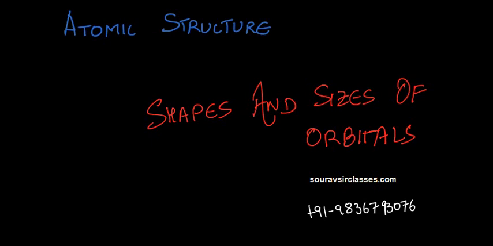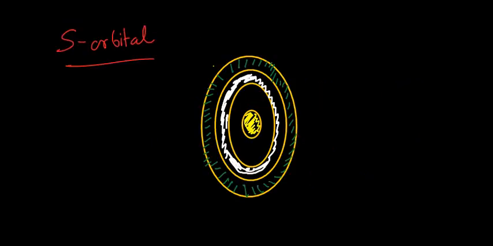Today we'll be dealing with shapes and sizes of orbitals. Starting off with the s orbital. The orbitals are spherical and symmetrical about the nucleus. The probability of finding the electron is maximum near the nucleus.